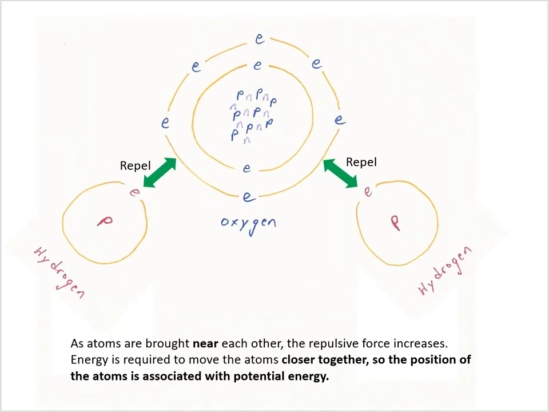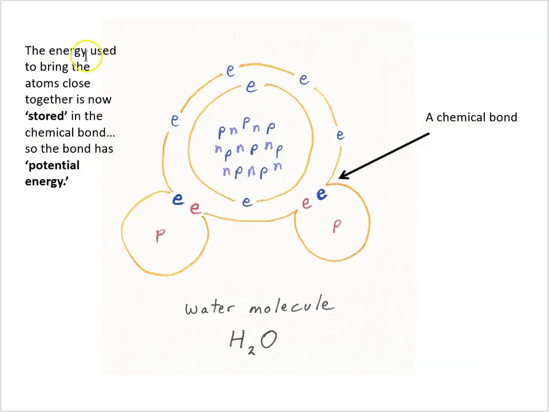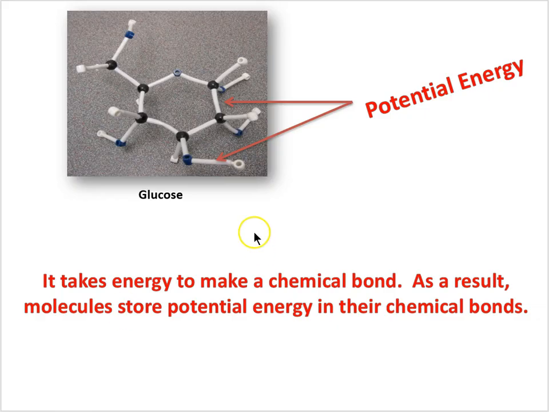But remember, we had to do work to get those two atoms close enough to bond. And if we have to do work, it means the bond itself is going to be storing energy. So the energy used to bring the atoms close together is now stored in the chemical bond. So the bond has potential energy. So, chemical bonds store energy, the energy it took to make the chemical bond, in a sense. So it takes energy to make a chemical bond. As a result, molecules store potential energy in their chemical bonds.